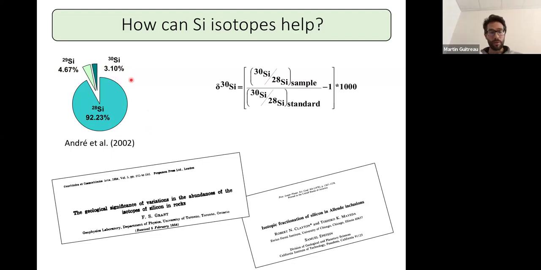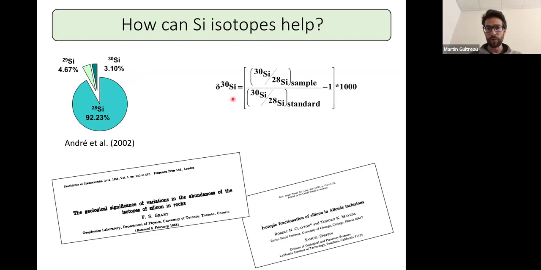So for those of you who are familiar with mass spectrometry, there's a limitation right here because of the abundance difference, which is one of the reasons why we cannot achieve the same precision as we achieve with oxygen isotopes, for instance, or other species when you have more evenly distributed abundances throughout the isotopes.